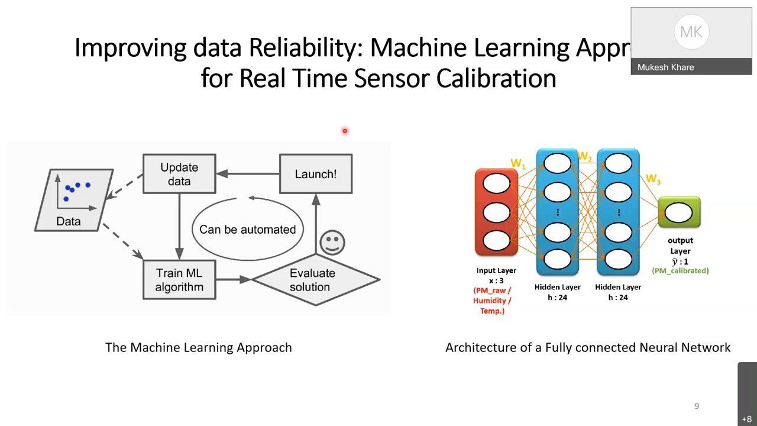And for that reliable data, we need properly calibrated sensors, which can be used in different environmental conditions in India. It can be automated using a machine learning approach like this. Here is an artificial neural network approach using a hidden layer for calibrating the data using humidity and temperature.